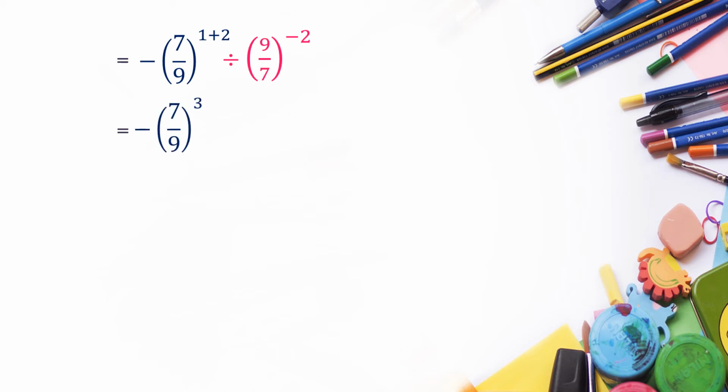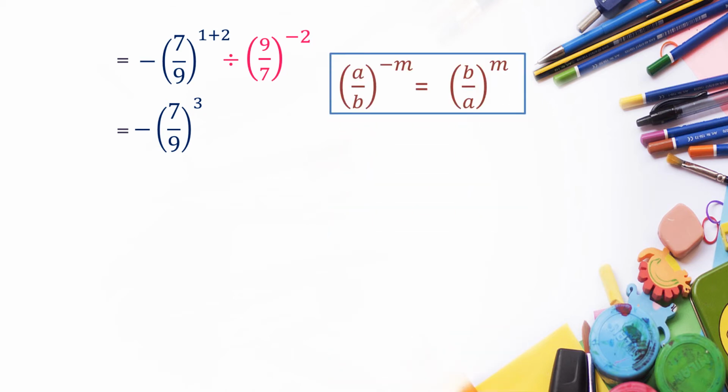As the bases are common, we can add the powers. So it becomes minus of 7 by 9 whole power 1 plus 2 divided by 9 by 7 whole power minus 2. Now we can add the powers, and adding we get minus 7 by 9 whole cube. Here we have the power in negative exponent. It can be converted to positive using the law a by b whole power minus m is equal to b by a whole power m. Using this law, it becomes divided by 7 by 9 whole squared.